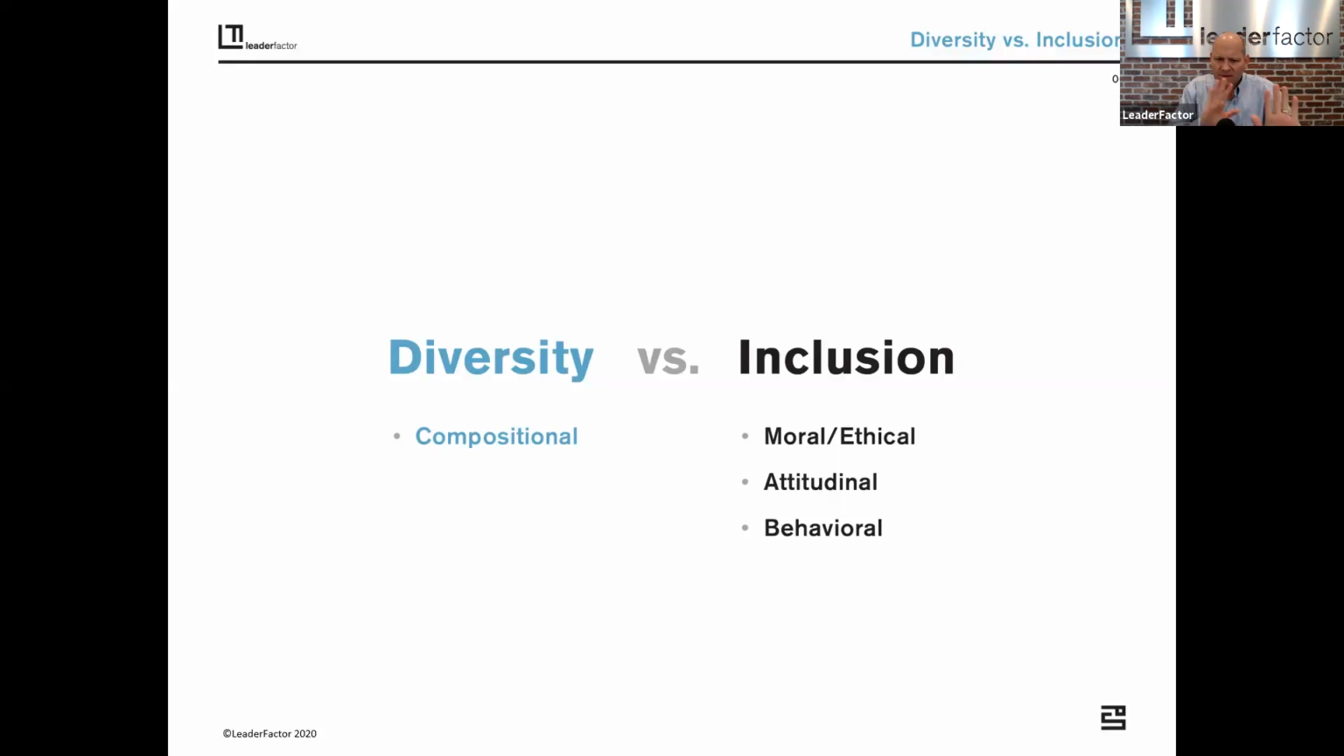So let's talk about diversity and inclusion and what the differences are. Diversity is compositional. Diversity is a fact in all teams if it's nothing but cognitive diversity. If all other things are equal, if there's homogeneity in all other demographics, there certainly won't be homogeneity in psychographics and in people's cognitive processes. So diversity is a choice, it's compositional. Inclusion, on the other hand, is very, very different. It's moral and ethical, it's attitudinal, and it's behavioral. And it is a choice.